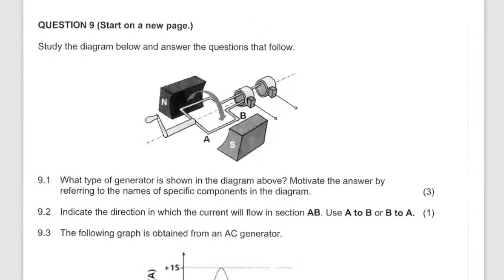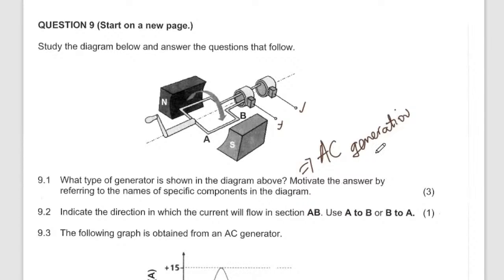Question number 9. Study the diagram below and answer the questions that follow. What type of generator is shown in the diagram? You must motivate your answer by referring to the specific names of the components. So we have this and this, and then we are calling it a generator. So it's an AC generator.